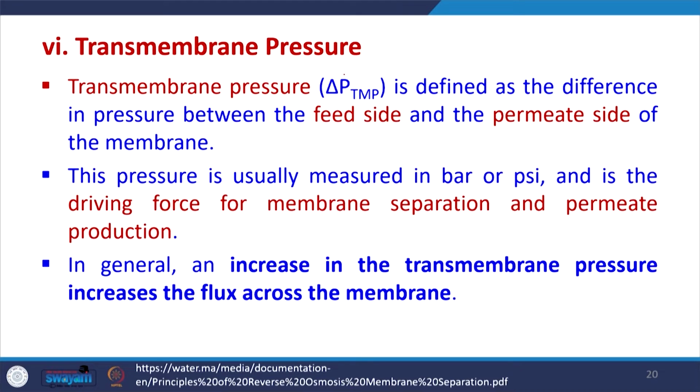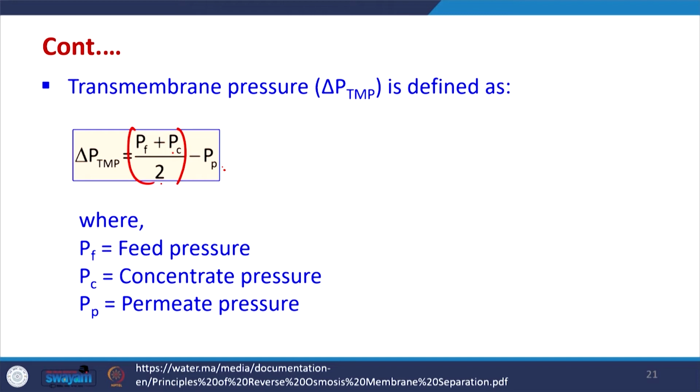Then similarly, there is another term called transmembrane pressure. Transmembrane pressure is defined as the difference in pressure between the feed side and the permeate side. Remember, this pressure is usually measured in bar or PSI and is the driving force for membrane separation. In general, an increase in transmembrane pressure will increase the flux across the membrane. So, we always have to see what amount of transmembrane pressure we have to maintain, and depending upon that, the flux will be there. The amount of permeate that we get is highly dependent upon the applied transmembrane pressure. It can be defined as (Pf + Pc)/2 − Pp, so we take the average of the feed and concentrate pressures, Pf and Pc, minus Pp, the permeate pressure.